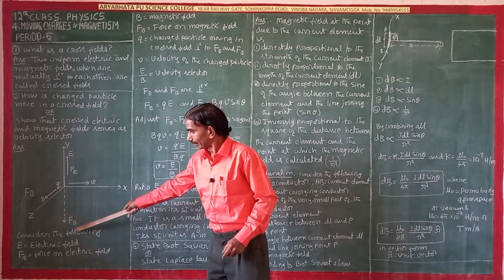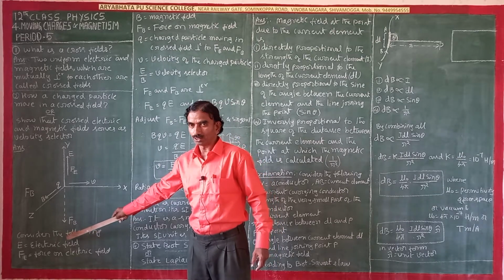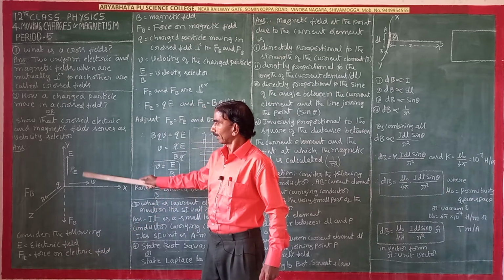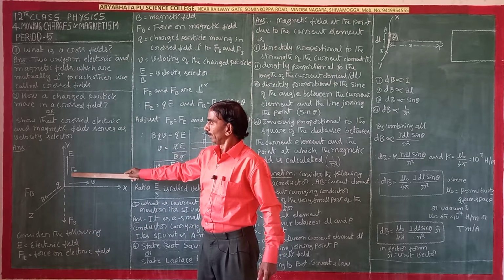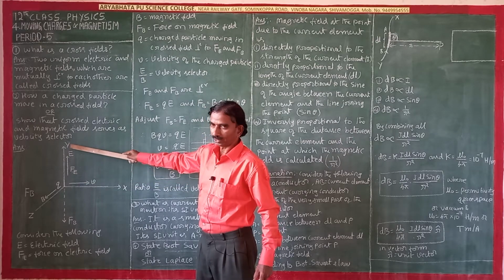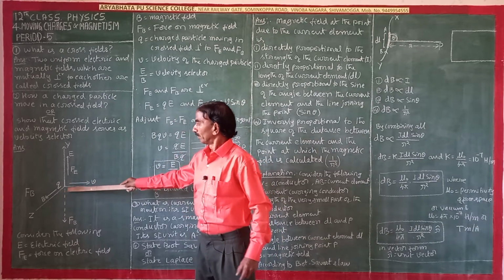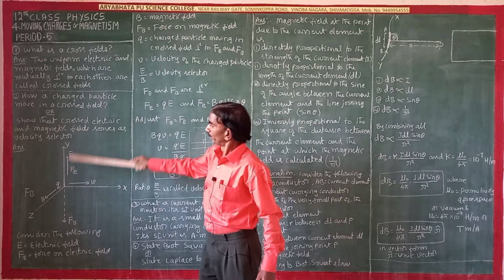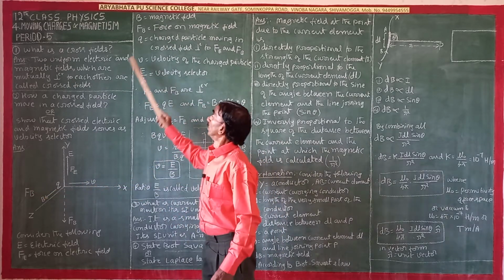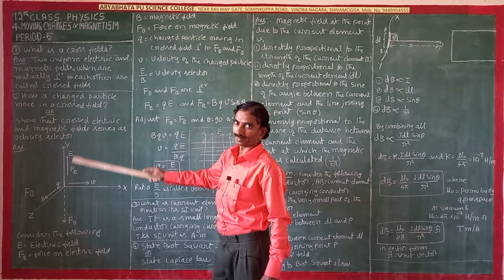So you consider the following. E is equal to electric field. Fe is equal to force due to the electric field. In the same way, B is equal to magnetic field. Fb is equal to force due to the magnetic field.